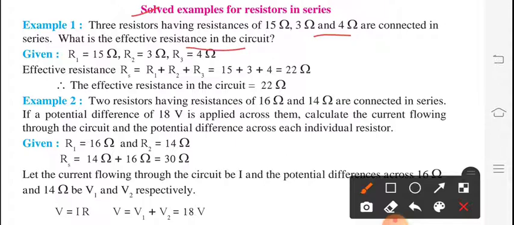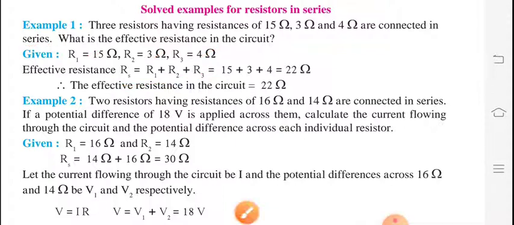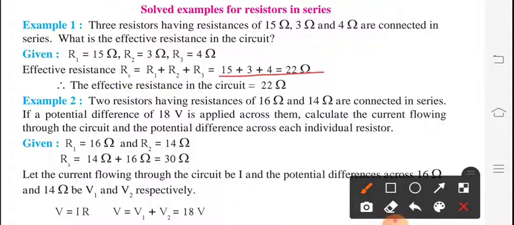First we will write the given things, that is resistors 15 ohm, 3 ohm and 4 ohm. We have the formula for series, that is Rs is equal to R1 plus R2 plus R3. We can add all three resistors, so the final answer is 22 ohm after addition. So our answer is, the effective resistance in the circuit is 22 ohm.